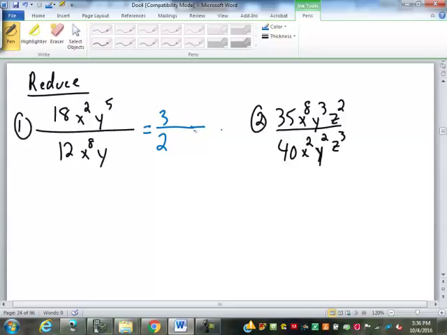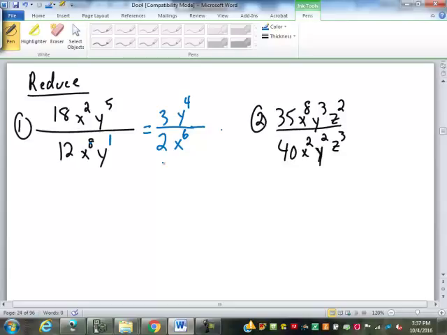What's going to happen with x? It'll be on bottom because the larger power is on bottom. What power are we going to have? Careful. Yep. So it'll be 6 because 8 minus 2 is 6. Where's the y going to go? Top, because the larger power is on top. We think of this as y to the 1, so that's going to be y to the 4th. So 3y to the 4th over 2x to the 6th.